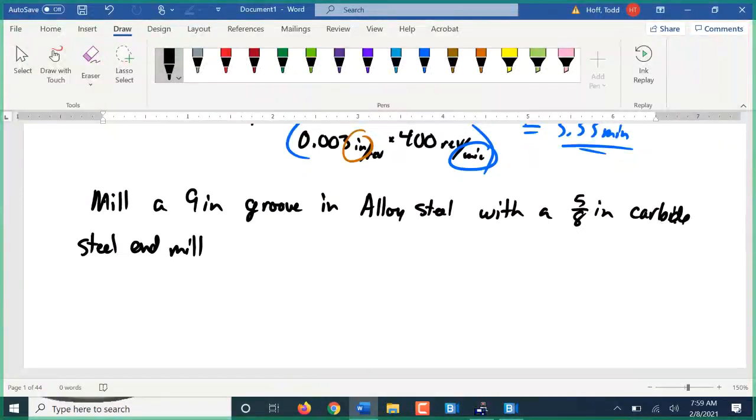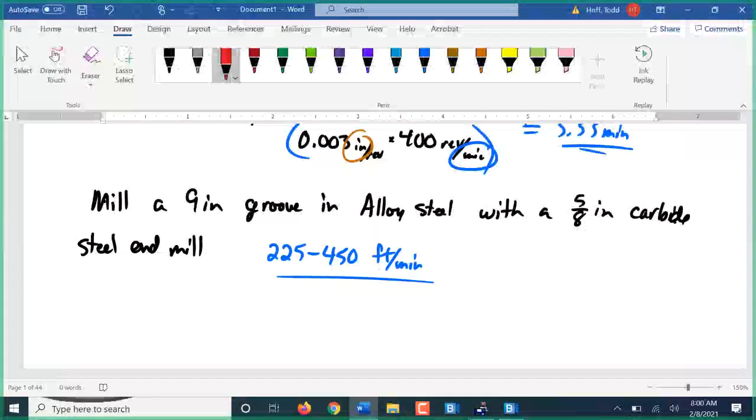Carbide tool here. 225 to 450 is the range listed for our allowable surface cutting speed, feet per minute. That's a big range. Usually what you choose depends on what you're looking at.